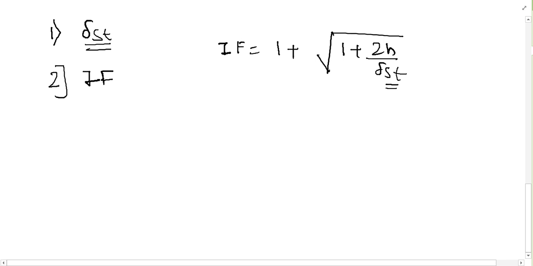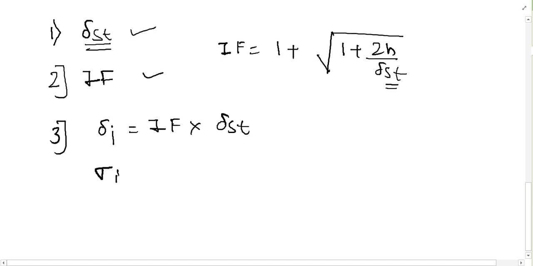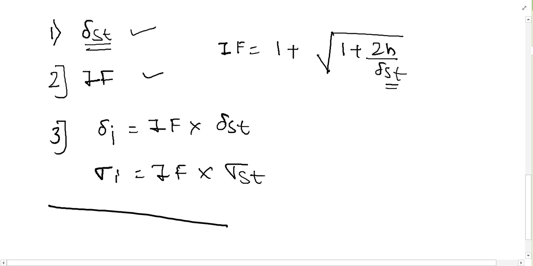So first of all, find delta static, then second step is find impact factor, and third thing is find whatever is required. If you want to find instantaneous elongation, just multiply static elongation by impact factor. If you want to find instantaneous stress, multiply it by impact factor, and here you go. Just follow these three steps and you will be able to solve any problem on impact loading. Now let's try and solve some problems.